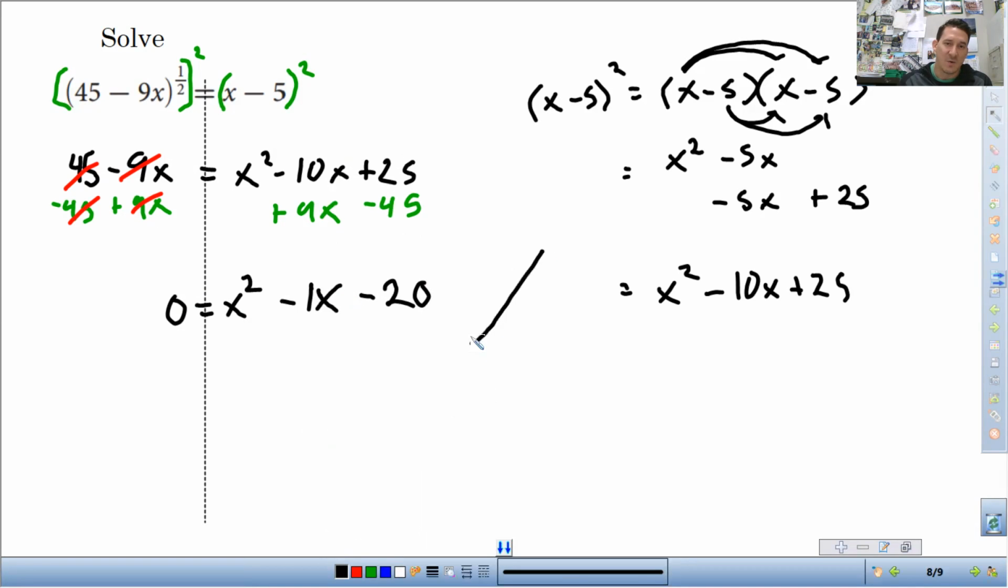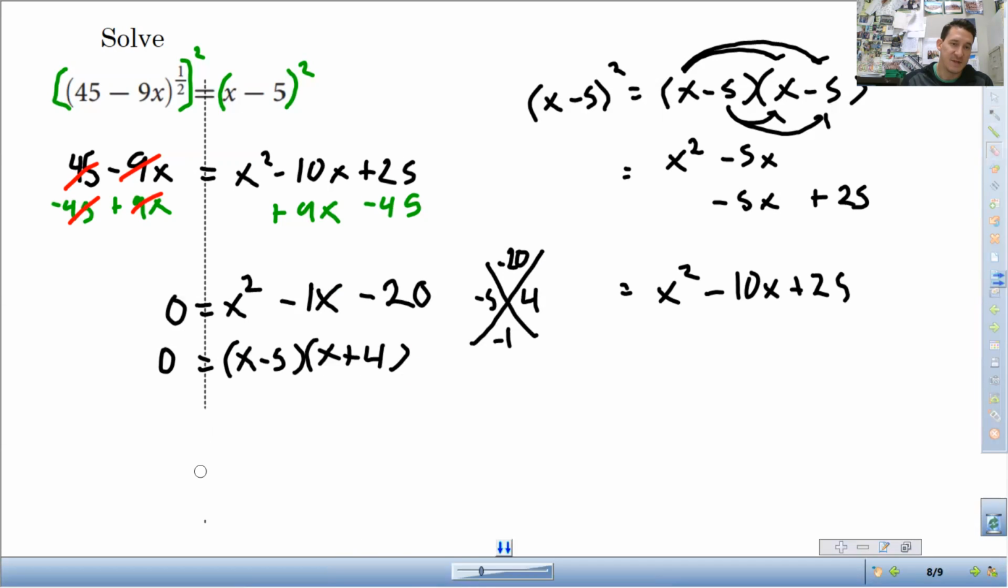So now that is going to factor. Negative 20 on top, negative 1 on bottom. Back to negative 20, that to negative 1, that's going to be negative 5, positive 4. So 0 is equal to x minus 5 times x plus 4. Use the zero product property, separate out the factors, and set each equal to 0. So x minus 5 is equal to 0, x plus 4 is equal to 0.